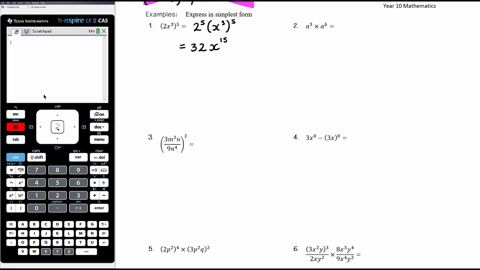Next, a cubed times a to the power of b. We add powers together when they have the same base, so this is going to be a to the power of 3 plus b.